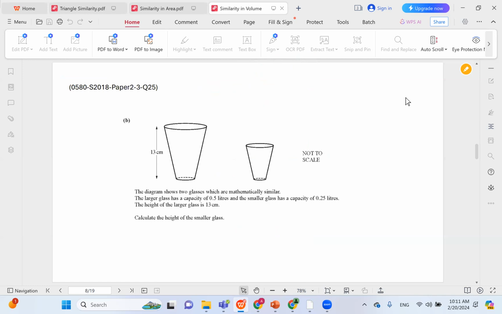The diagram shows two glasses which are mathematically similar. The larger glass has a capacity of 0.5. The smaller glass has a capacity of 0.25. The height of the larger glass is 13. Calculate the height of the smaller glass.